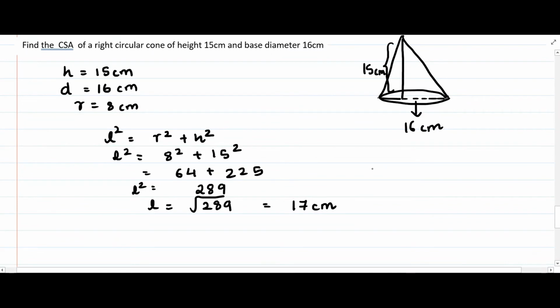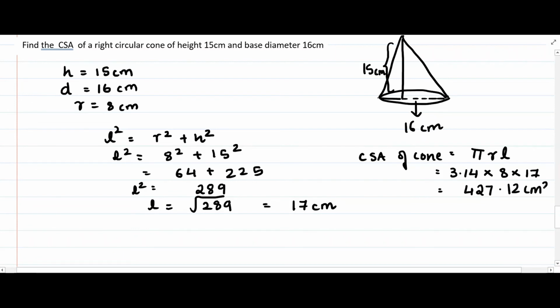Now we have to find the CSA. So you all know what is the formula? CSA of cone equal to pi into r into l. So we take 3.14 as pi because we don't have anything to cancel. So we just substitute the values and do the multiplication and get the answer, which is 427.12 centimeter square. Okay, this is the required answer.